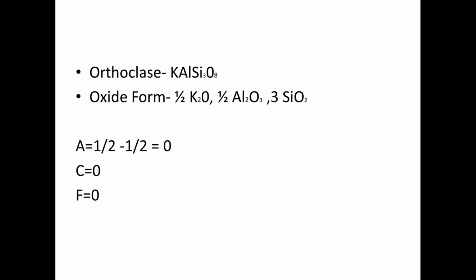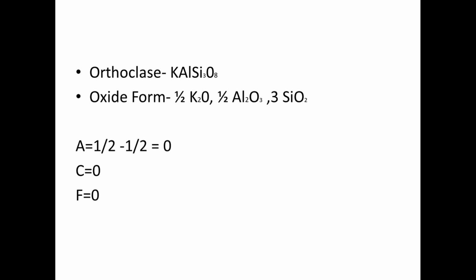So A is equal to 0.5. For A, we have Al2O3 plus Fe2O3 minus K2O minus Na2O. So for Al2O3, we have half Al2O3, so we put 0.5, and for K2O, we subtract 0.5 from it. So the total value of A becomes 0.